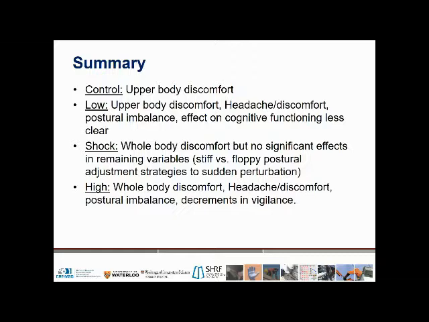In our shock condition, we observed whole body discomfort, but there was a lack of statistically significant effects in the remaining variables. And this may be due to different anticipatory strategies that individuals employ due to sudden perturbations. With the high condition, not only did we observe whole body discomfort, but increases in reported headache and postural imbalance, and the decrement in vigilance was clear.